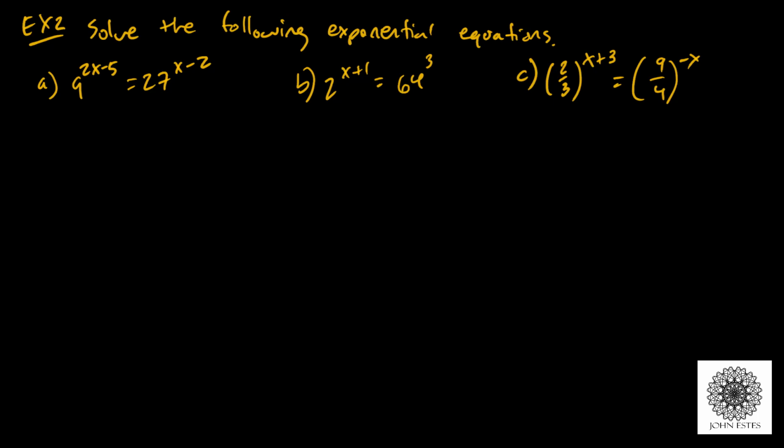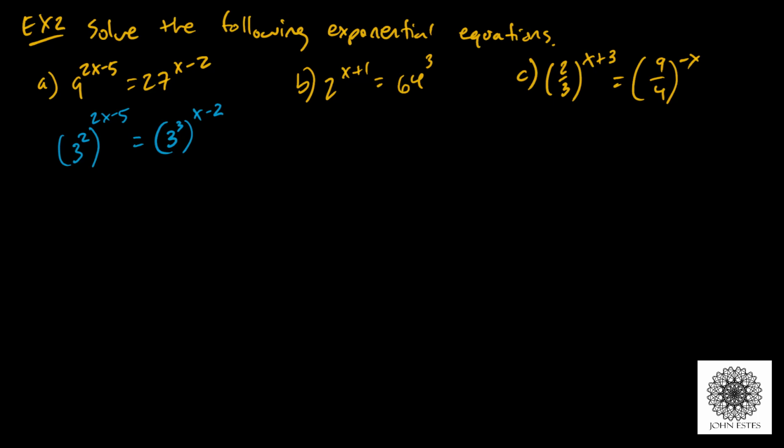I remember now that 9 is the same thing as 3 squared. So instead of writing 9 to the 2x minus 5 power, I'm going to write 3 squared to the 2x minus 5 power. And 27 is actually 3 to some power as well. It's 3 cubed. 3 times 3 times 3 is 27. So I have 3 cubed to the x minus 2 power. So I almost have a common base. I just need to be able to write these as 3 to some power.